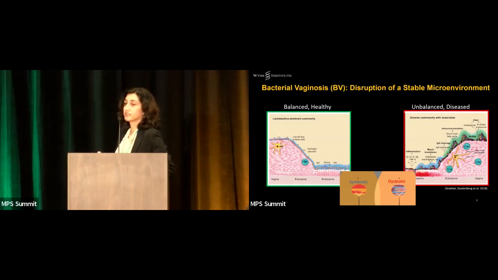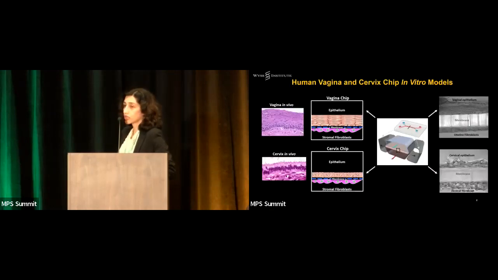And as such, they can't come up with better treatments. So what we did at WIS, we decided to use organ-on-chip technology to make human vagina and cervix tissue organ-on-chip models to look at the host-microbiome interactions.